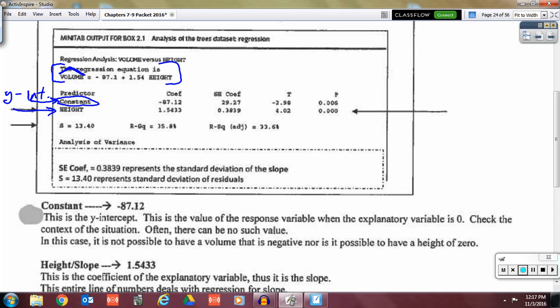And really, the most important thing that you can get from this line is this first number. It says coefficient. So these numbers are the numbers that are in the equation of the line. If it had not given you the equation of the line right here, you're supposed to find them right there in the column named coefficient. All right. So we can see that the y-intercept is negative 87.12, which, do you think that makes sense, that when the height of a tree is 0, the volume of it is negative 87? No. See, the y-intercept often does not make sense. Okay? All right, moving on.